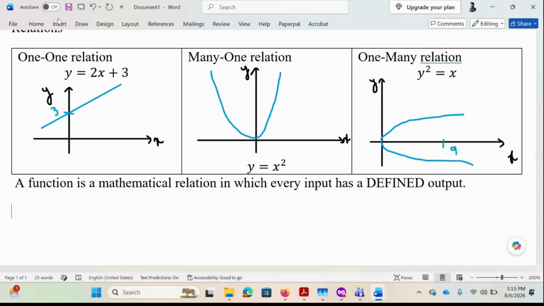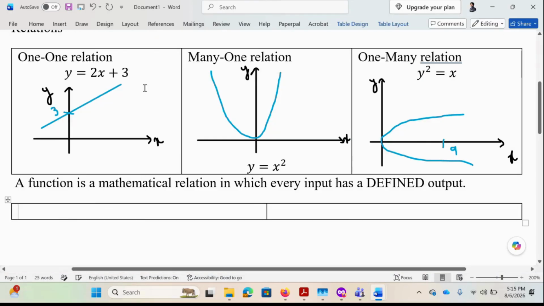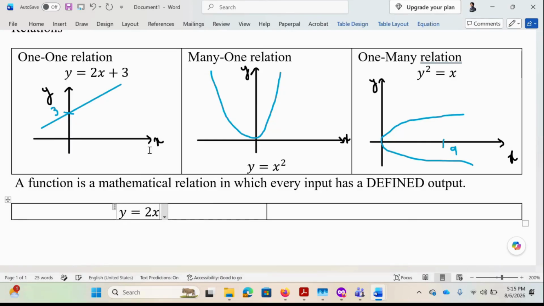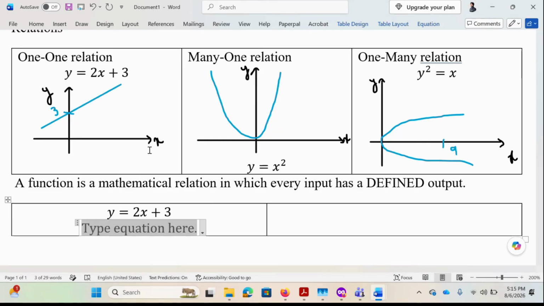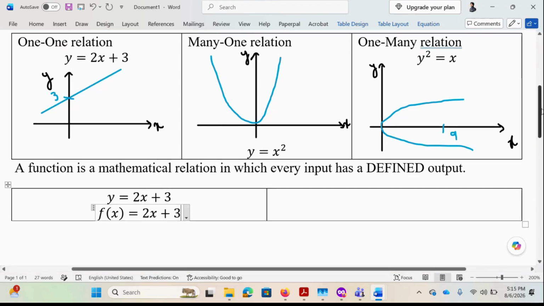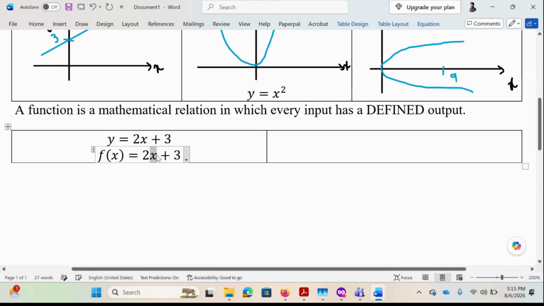So in the first two examples that I have written over here, y is 2x plus 3. Instead of using the variable y, I can say f(x), it is a function of x, which is 2x plus 3. Now, what operations are happening on x? You need to be careful with this. What operations are happening on x?